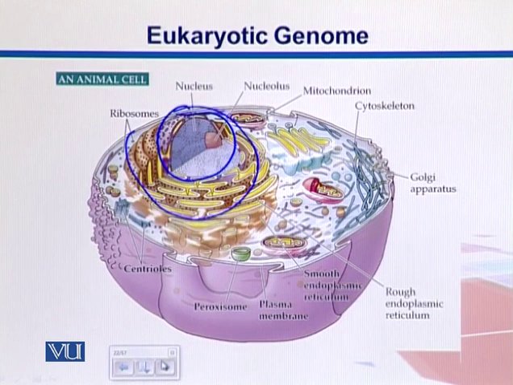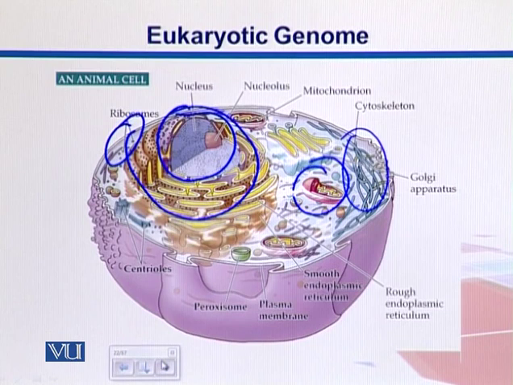For protein synthesis, we have ribosomes. For energy synthesis, we have mitochondria. We also see the cytoskeleton, which supports the structure of these cells and keeps it intact. And the Golgi apparatus is concerned with secretions. So large, complicated membrane bound organelles are present in the eukaryotes.